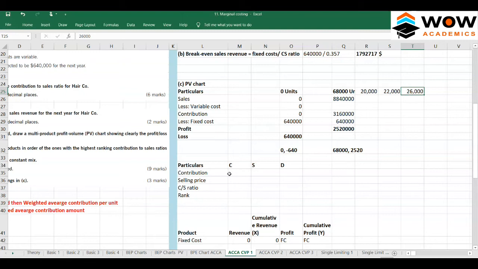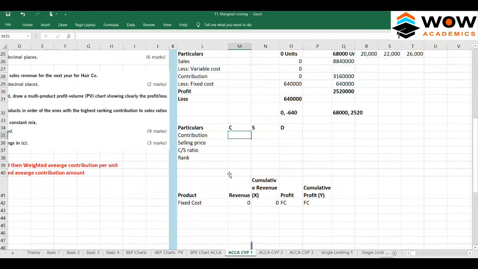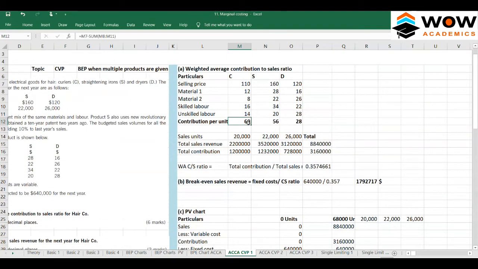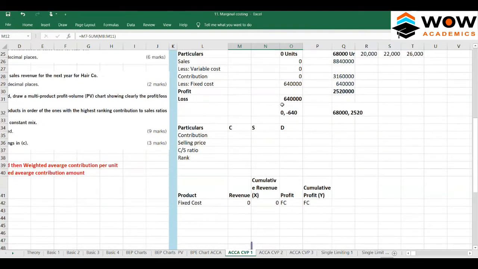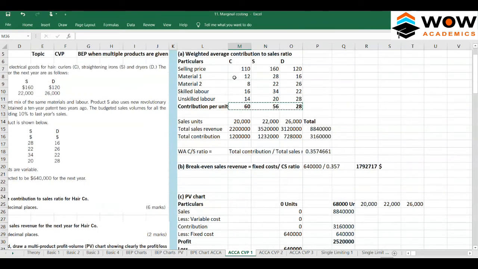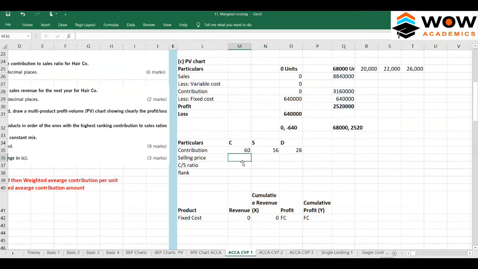So now we will see in terms of which product has higher contribution, that we sell first. Okay, and then we work it out. So in that case, we will get the contribution per unit from the above table. This is the contribution per unit. Let's get the selling price. This is the selling price. So our CS ratio will be C divided by S. We sell according to the rank. So rank is, this is number 1, this is number 2, this is number 3. So we first sell these, then we move on to the next one.